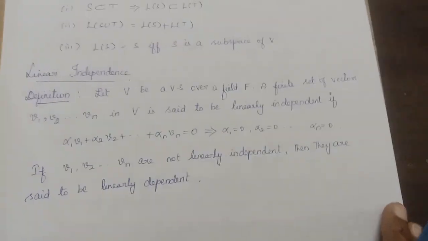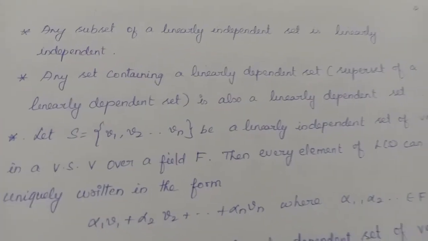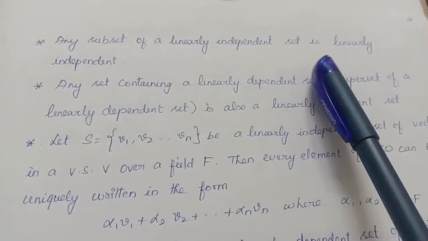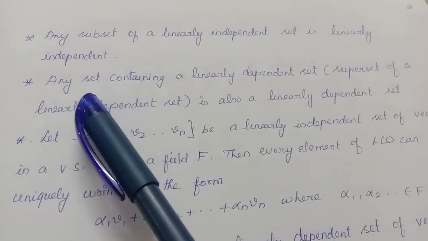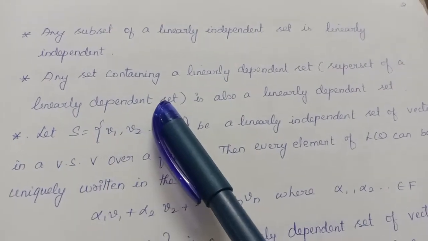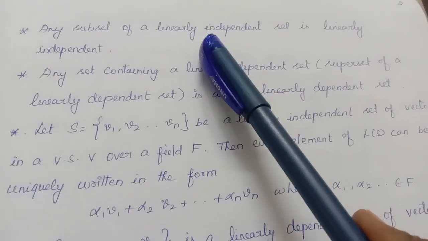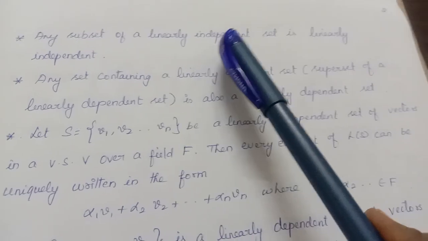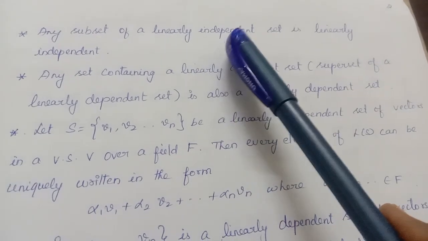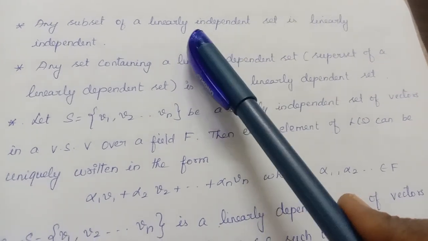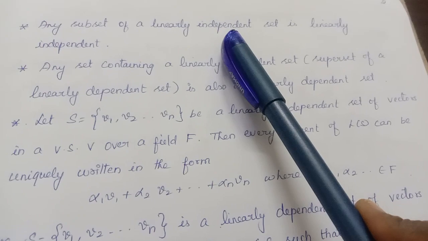So we have seen what is a span of a set and what we mean by a linearly independent set. Now let's see some important results about linear independence. Any subset of a linearly independent set is linearly independent and any superset of a linearly dependent set is linearly dependent. These two are also important. Suppose you take a linearly independent set, whatever subset you take from that will also be linearly independent. So the original set is linearly independent, and all its subsets are also linearly independent.